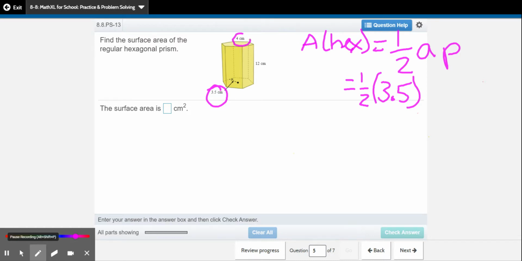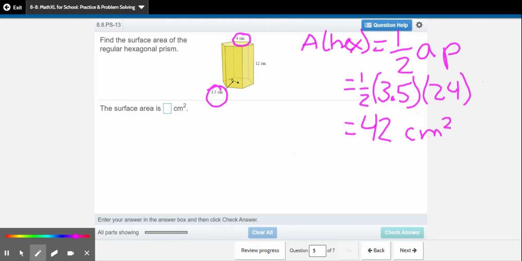So you have 4 going all the way across. So you have 4 on 6 sides, right? 6 sides is a hexagon. So 4 times 6 is 24. That is your perimeter of your hexagon. So you have 42 centimeters squared.